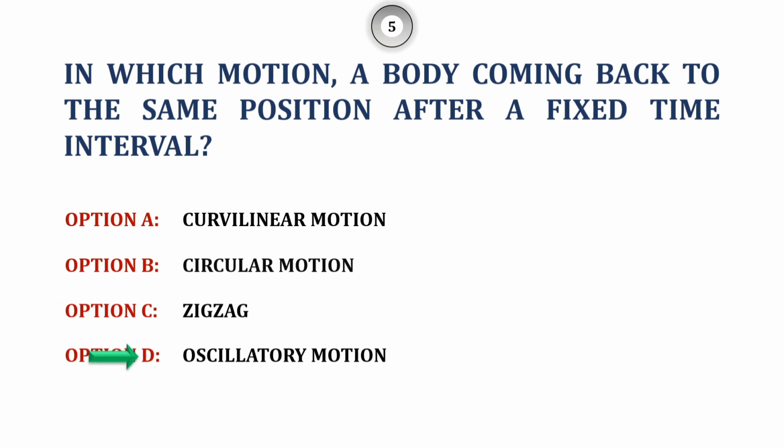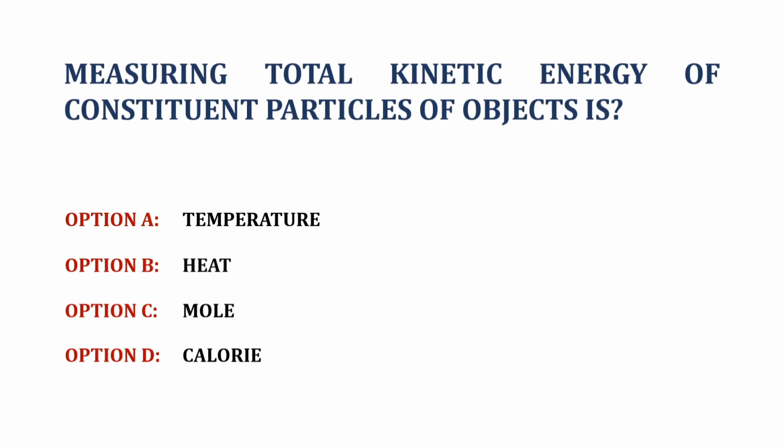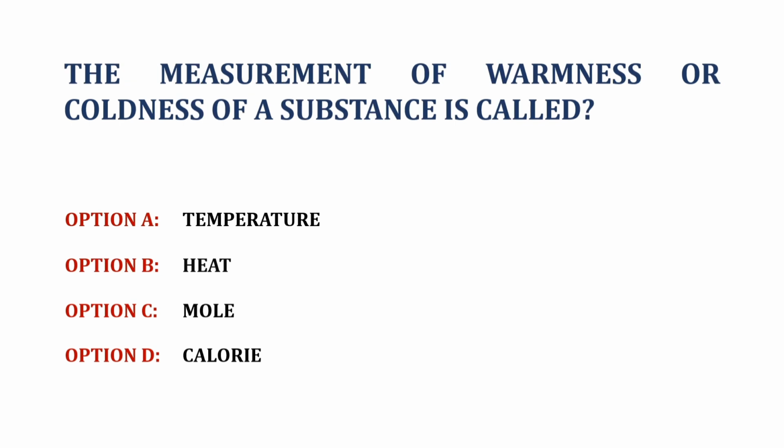In which motion a body comes back to the same position after a fixed interval of time? Option D, oscillatory motion. Measuring of total kinetic energy of constituent particles of an object is option B, heat. The measurement of warmness or coldness of a substance is called option A, temperature.